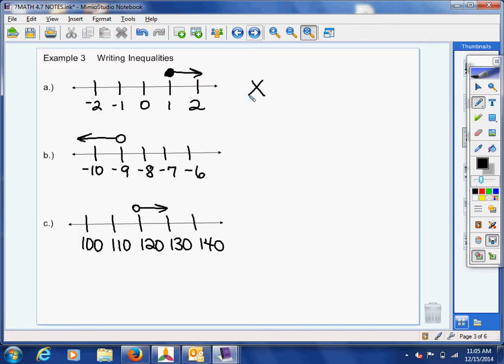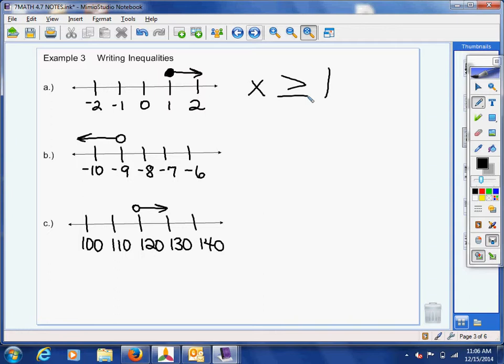Now, we know what's on the left side. Left side's going to be our variable. The right side is going to be the number that our dot is on top of. In letter A, our dot is on top of what number? 1. Okay? Now, you got to figure out what the inequality symbol is. It's all these numbers to the right of 1. Are those bigger than 1 or smaller than 1? Bigger. And then it's filled in. So it would be greater than or equal to. Very good. You got it.